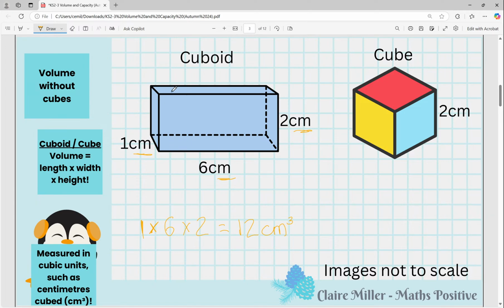And if I were to try and show you what that would look like if we did have some cubes, I'm going to try my best. Okay, so this is 1 centimetre going backwards, so that would just be 1 cube width, wouldn't it? We have 2 centimetres going upwards, so I'm going to break that into 2 cubes. And we have 6 centimetres going across.